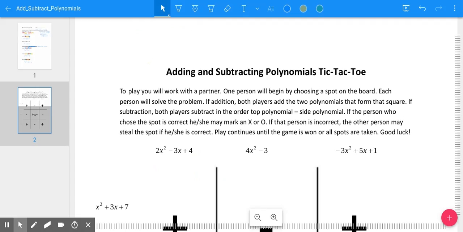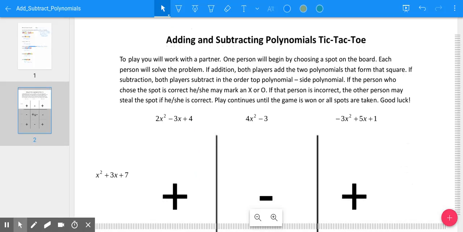So to practice adding and subtracting polynomials, you're going to play tic-tac-toe on the back with a partner, and just to explain how this is going to work, and then you can get to it. So obviously you got to pick a partner, and it's regular tic-tac-toe, so somebody picks X, somebody picks O's, but the way to do this is a little bit different.